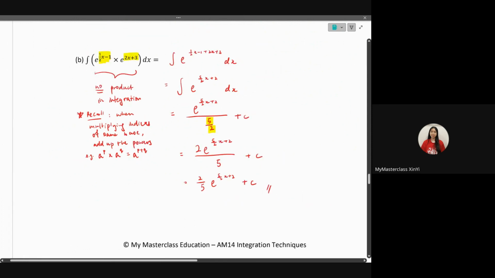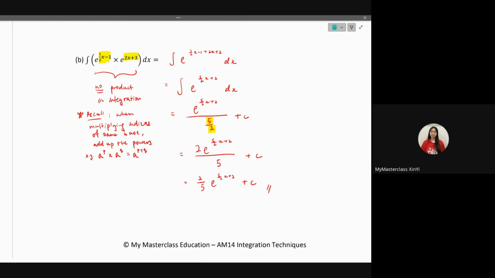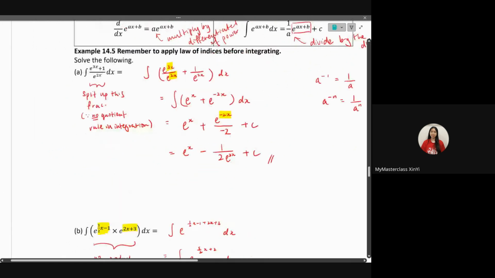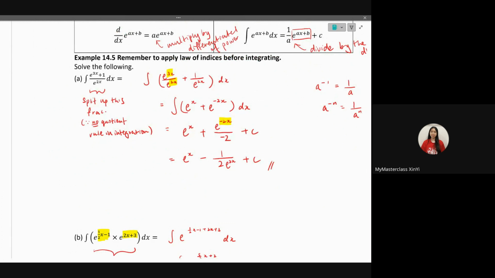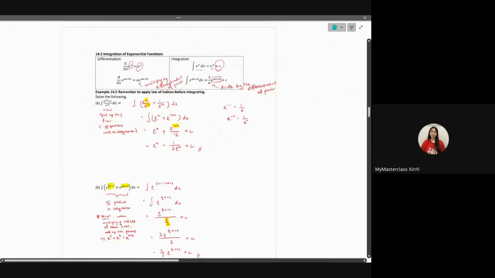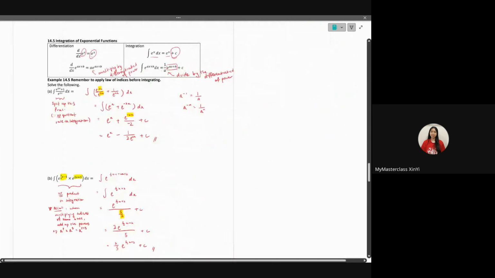So make sure they are in individual terms, added or subtracted, then you can integrate them. When you have exponential functions multiplied to each other, simply add up the powers to get one single exponential function. Then when you have a quotient of exponential functions, split them up into their individual terms first, then integrate term by term. So that is for integration of exponential functions.